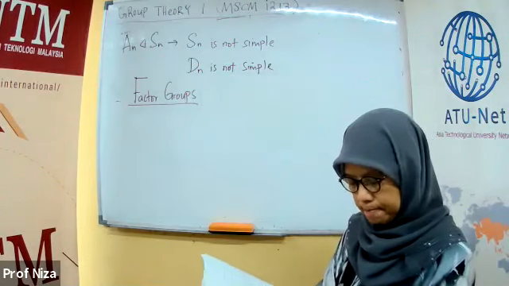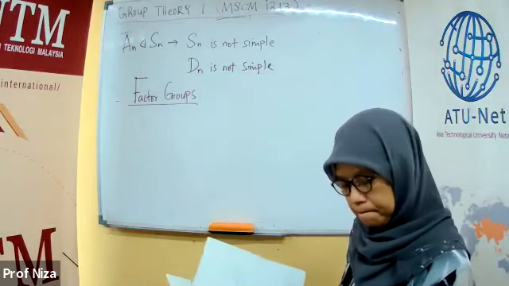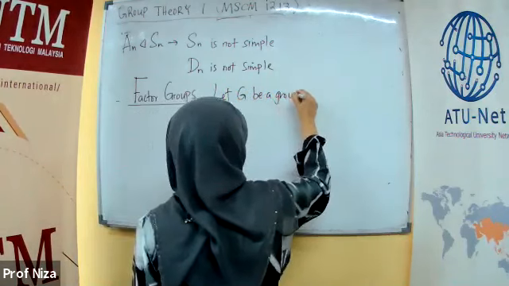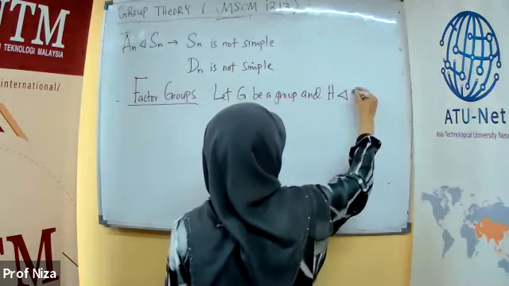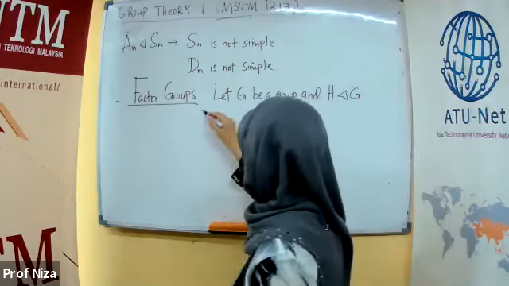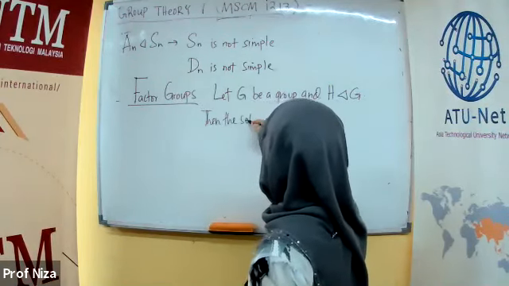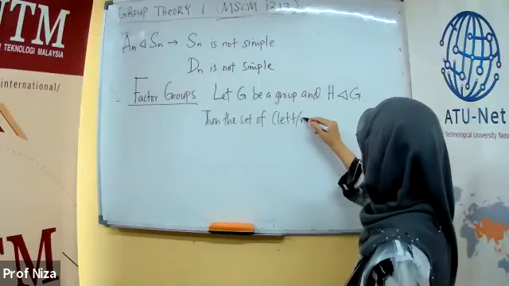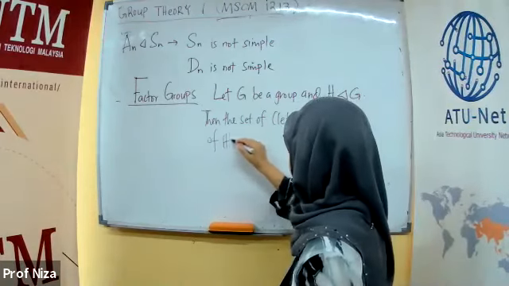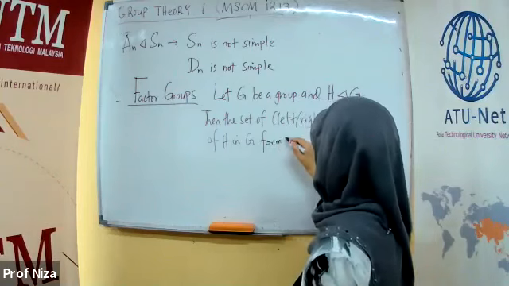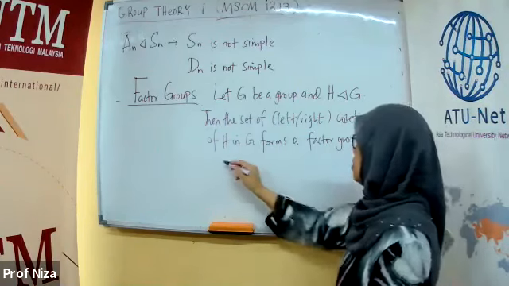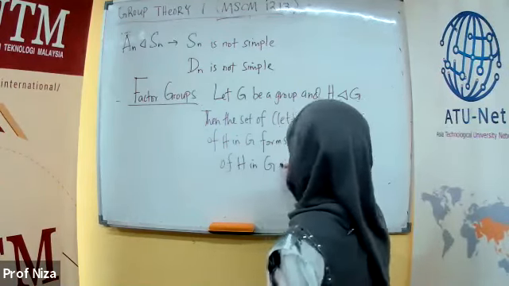Okay, we have a definition there. Let G be a group and H is normal in G. Then the set of left or right cosets of H in G forms a factor group of H in G.